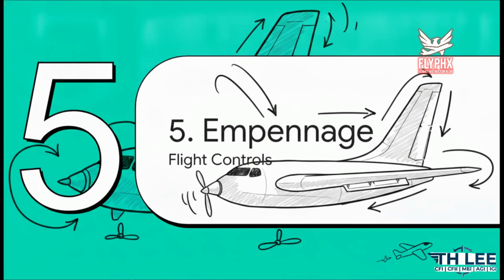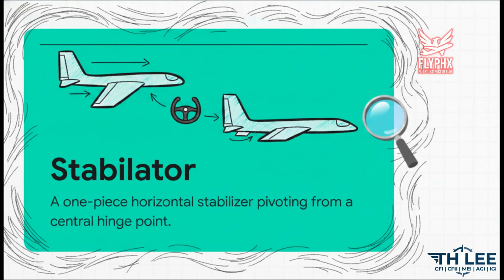All right, Section 5, empennage and flight controls. Let's move all the way to the rear of the aircraft, where we find the critical structural tail group. As a practical CFI tip, I always tell my students, pay exceptionally close attention to your tail design during the pre-flight walk-around. Some aircraft have a fixed horizontal stabilizer with a movable elevator hinged right to the back of it. But if your aircraft doesn't have a separate elevator, you're looking at what's called a stabilator. A stabilator is a massive one-piece horizontal tail surface that pivots entirely from a central hinge point.